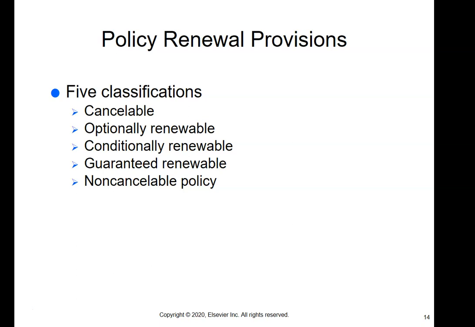And then the last one, the non-cancelable policy, is where the insurer cannot increase premium rates and must renew the policy until the insured reaches the age specified in the contract. Some disability income policies have non-cancelable terms.